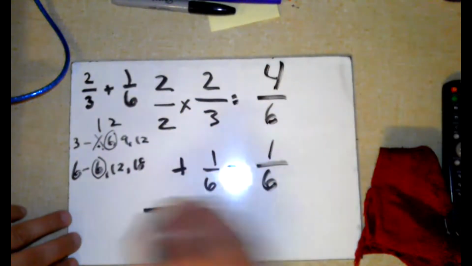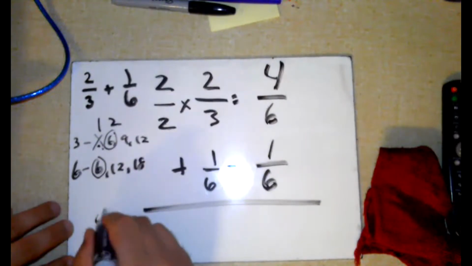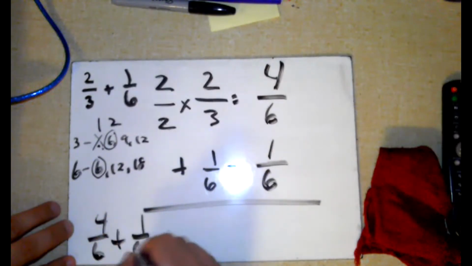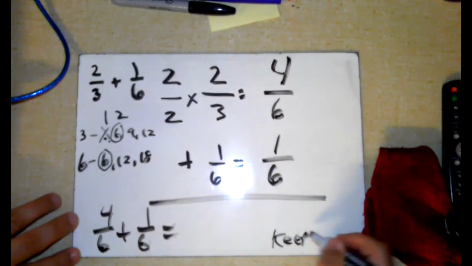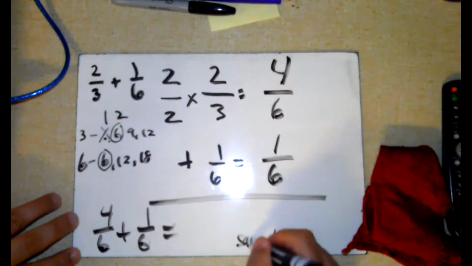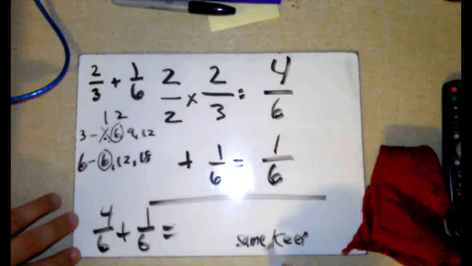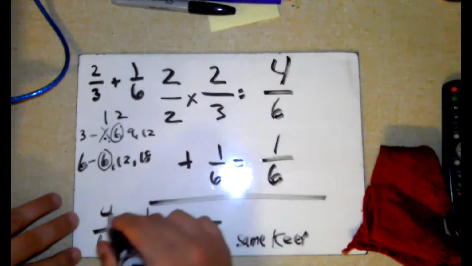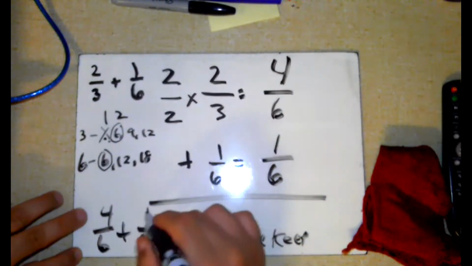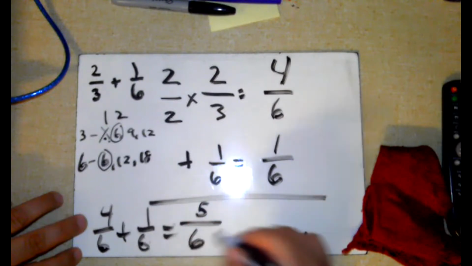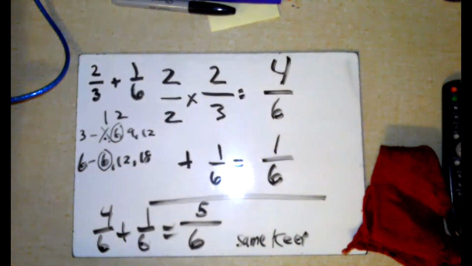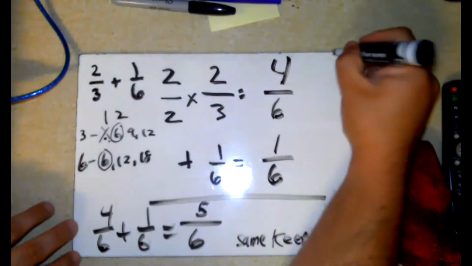Then we rewrite it. 4/6 plus 1/6. If your denominator is the same, we're going to keep it, so we're going to just keep it. Then we're going to add our numerators. So 4 plus 1 equals 5. So you should have got 5/6. Okay. So I'm going to go ahead and write 5/6 over here.